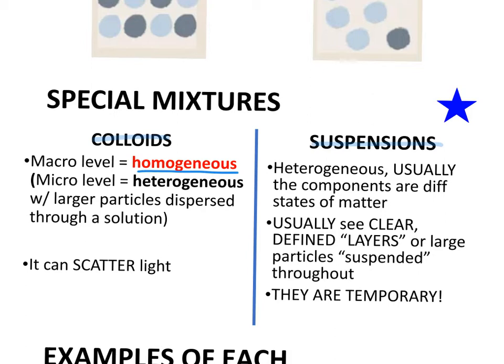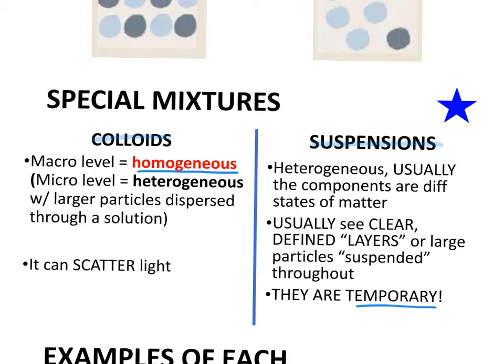Suspensions, however, are heterogeneous because we're going to see clearly defined layers or large particles suspended throughout. These are always temporary. An example of a suspension could be your blood. When my blood comes out of my body, it looks red. But if I let it settle, it would settle down into my platelets, my plasma, my red blood cells, my white blood cells. I would have all these defining layers to show me that my blood is not a homogeneous solution. So even if it appears to be homogeneous, it could be just a suspension.